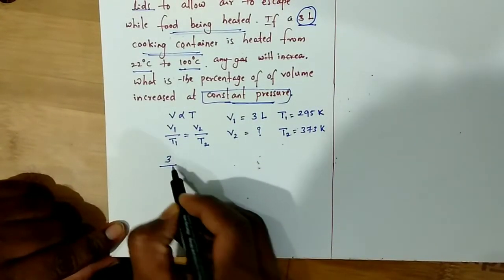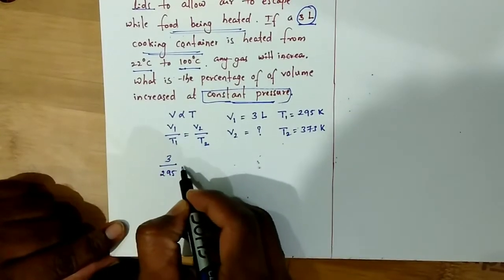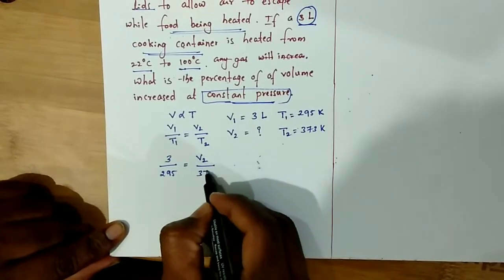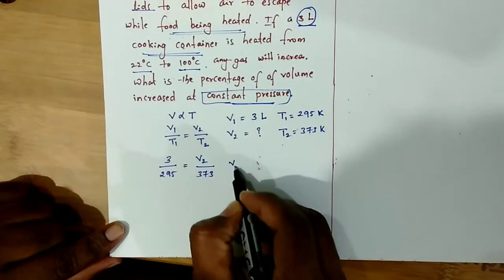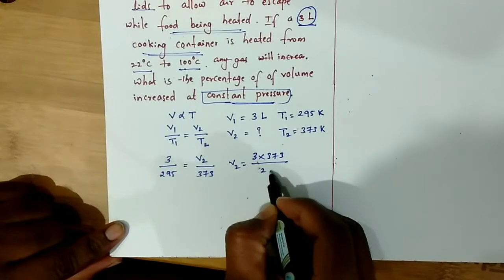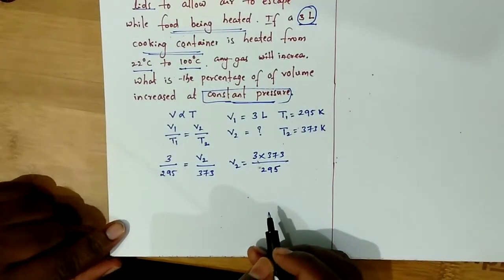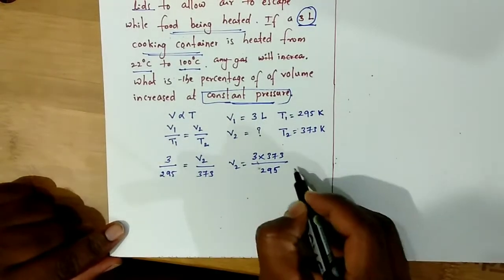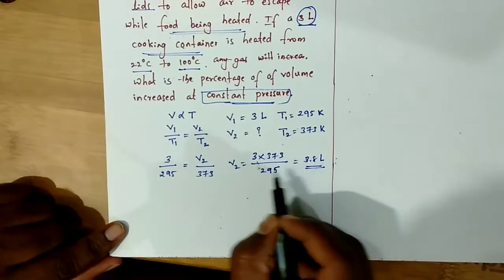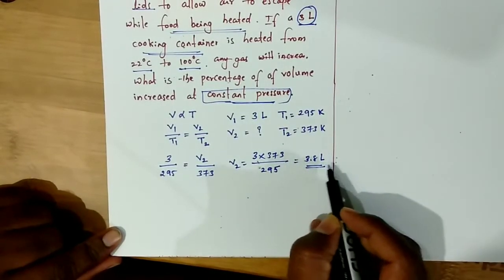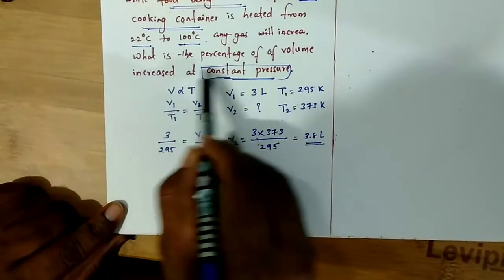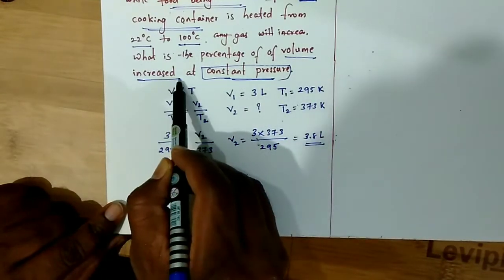V1 is 3, T1 is 295, equal to V2, which we need to find, and T2 373. So, from this V2 equal to 3 into 373 by 295. On solving this, on simplification, you will get 3.8 liters, the V2, the final volume. But the question is not the final volume, what is the percentage of volume increased at constant pressure?